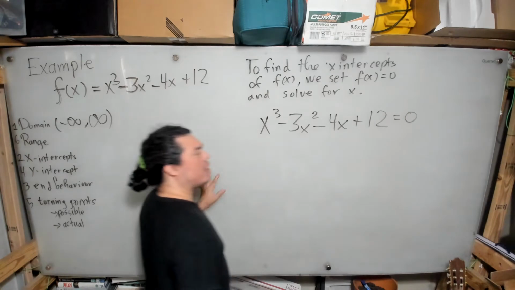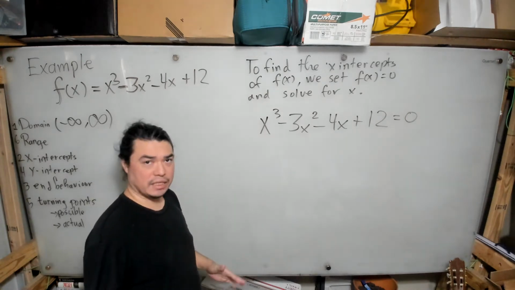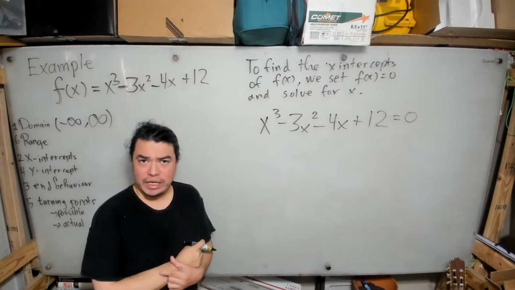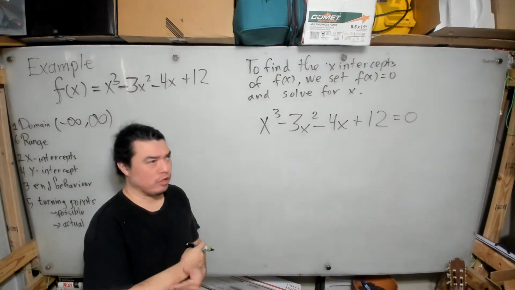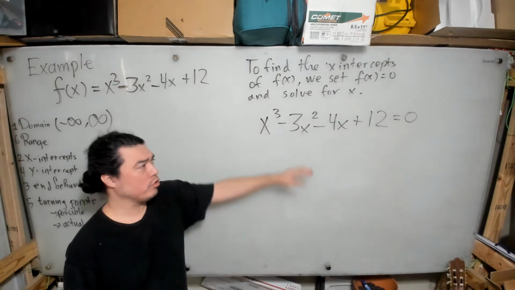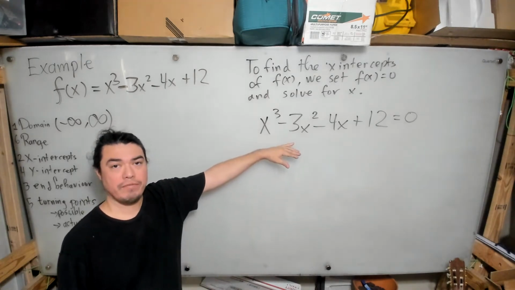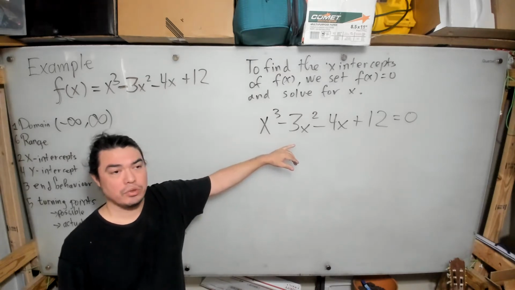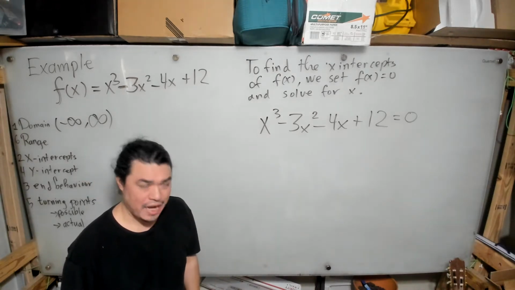I want to find any and all real numbers x that make this equation true. As in the case of quadratics, if I find imaginary solutions to the equation, then those correspond to zeros of the equation, values of x that make the equation 0, but they do not correspond to x-intercepts.